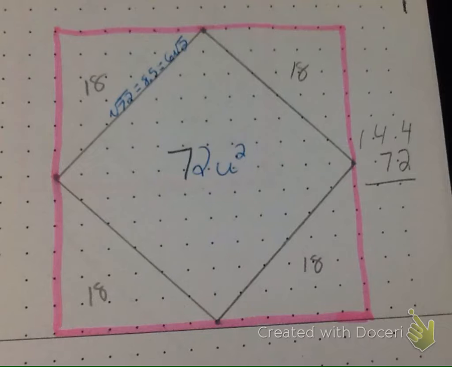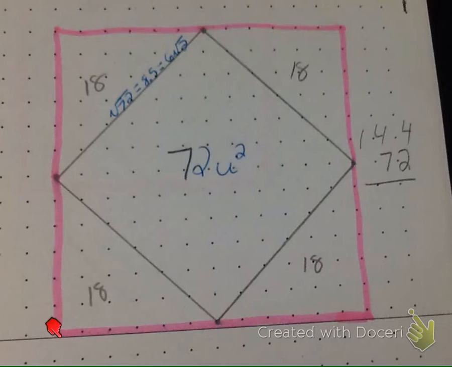All right, on this one, when I look at my triangles on the outside, I notice that this has a base of 1, 2, 3, 4, 5, 6, and a height of 1, 2, 3, 4, 5, 6. 6 times 6 is 36, and half of 36 is 18. So my outside triangles are all 18 units squared.